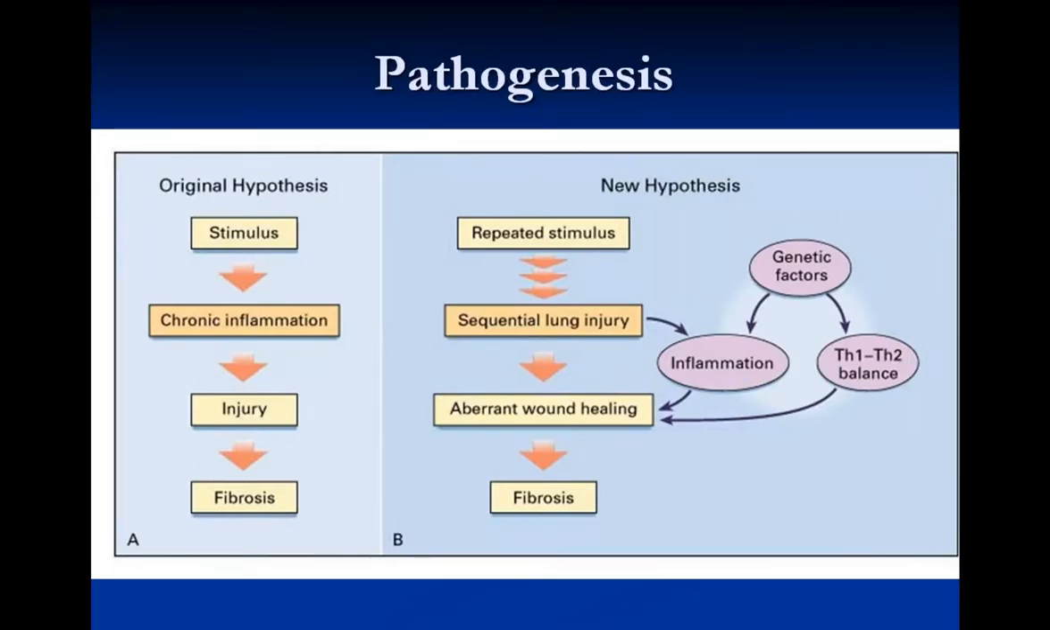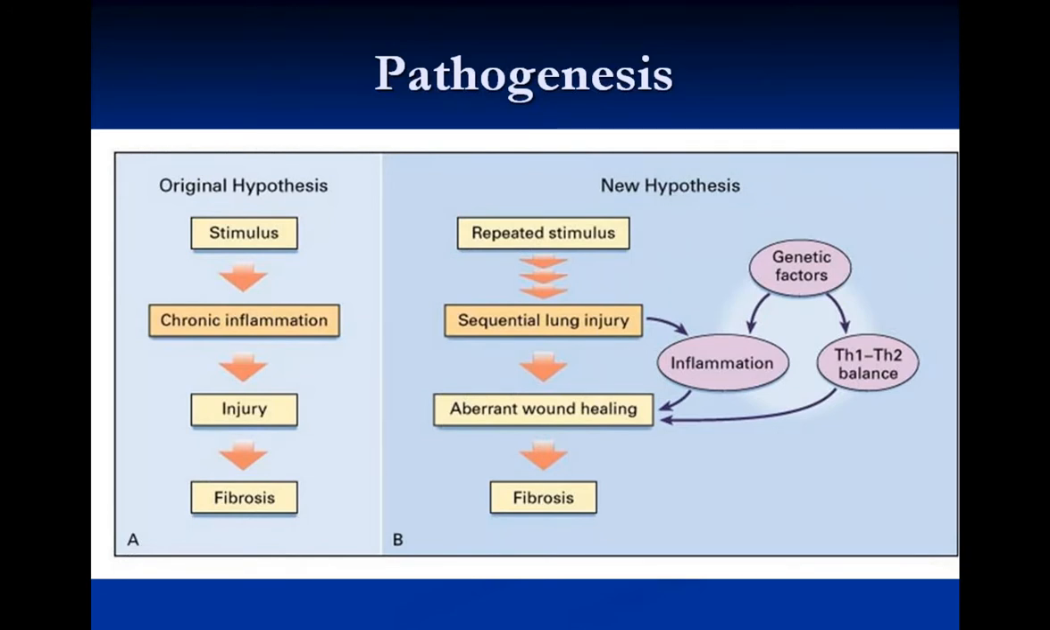So, pathogenesis: the original hypothesis. When there is a stimulus, an inciting trigger acting on the lung epithelium, there will be chronic inflammation because of many inflammatory cells like neutrophils, eosinophils, T lymphocytes, and monocytes. With the help of inflammatory mediators like interleukins IL-4, 5, 10, 13, and others like TGF beta and TGF alpha, there will be a significant amount of inflammation.